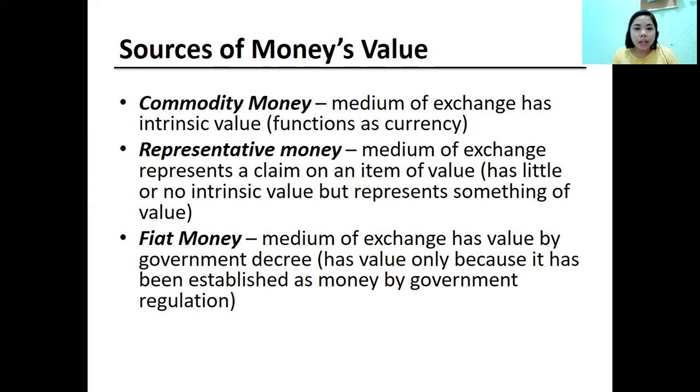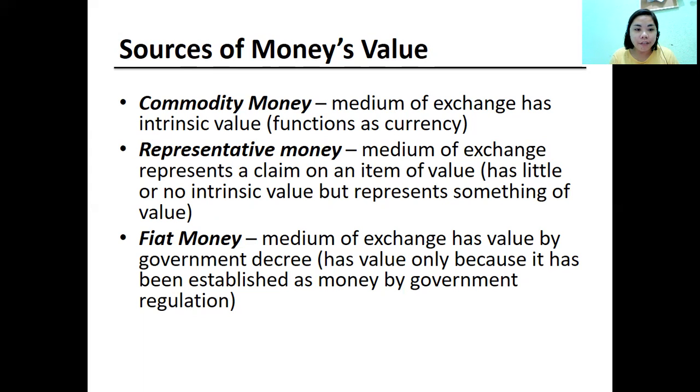Second is representative money. A medium of exchange that represents a claim on an item of value, or it has little or no intrinsic value but represents something of value. So it has no value itself, but it represents something of value. For example, your coins. The coin itself has no value, but the coin represents something that has value. So you can use the coin to buy something, and that something has value represented by the coin. So that is representative money.